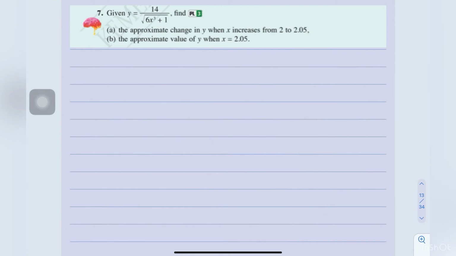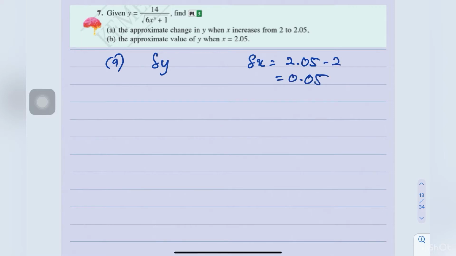Question 7, given y equals 14 over the square root of 6x cubed plus 1, find the approximate change in y when x increases from 2 to 2.05. Approximate change in y means delta y. So here we are going to find delta y. X increases from 2 to 2.05, so delta x, final minus initial, 2.05 minus 2 is 0.05.